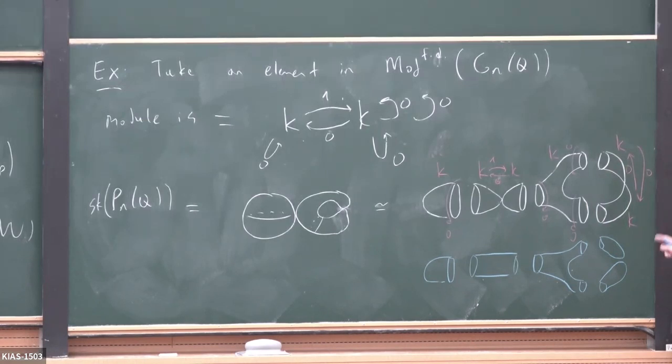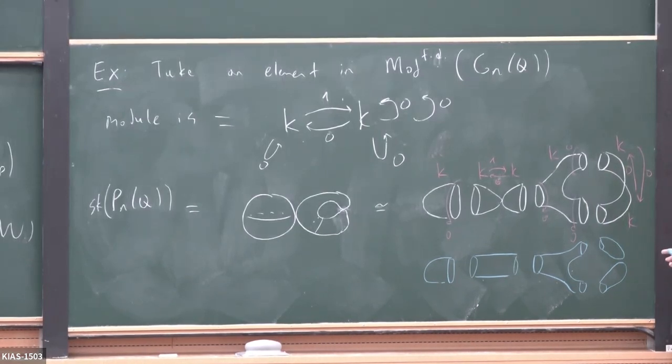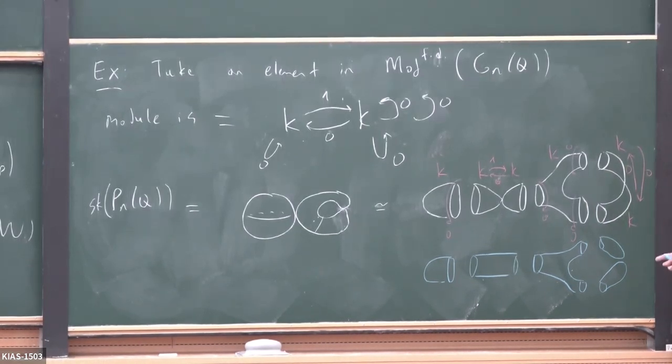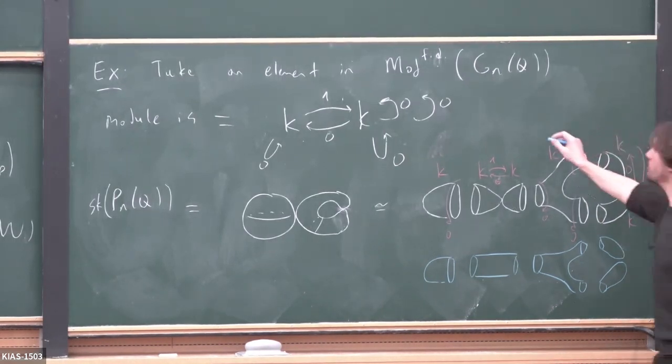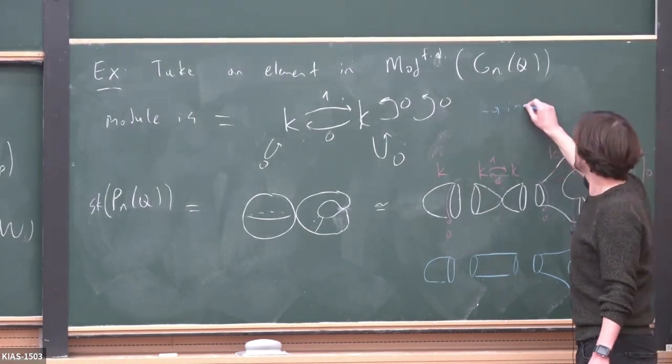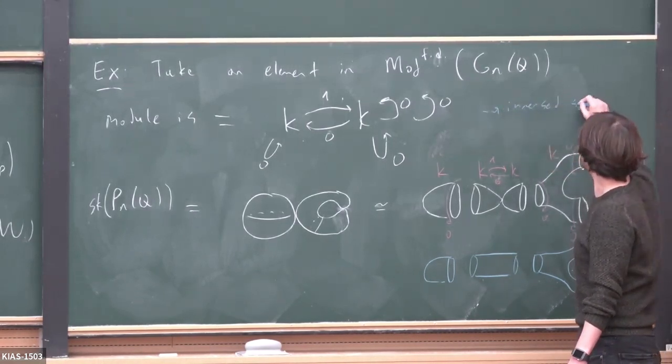So then what did I get? Actually, I get a sphere. This is a sphere. But this is an inverse sphere because these two are touching here. So this corresponds to an inverse sphere.